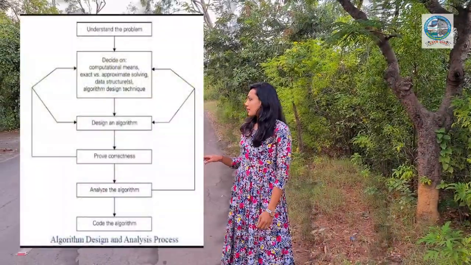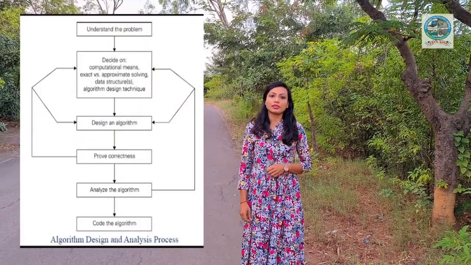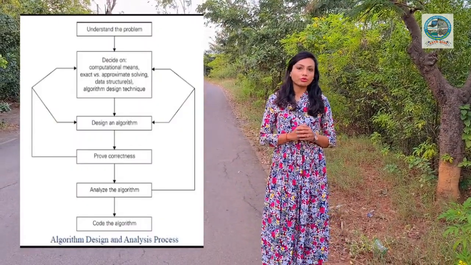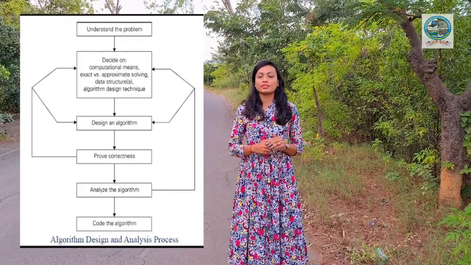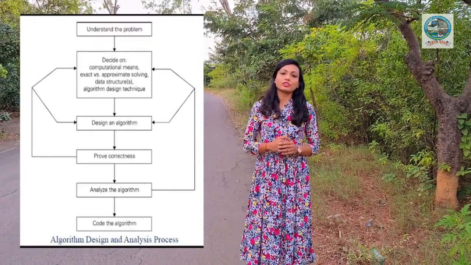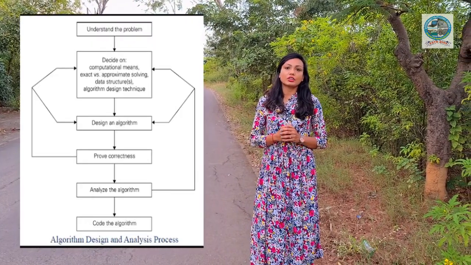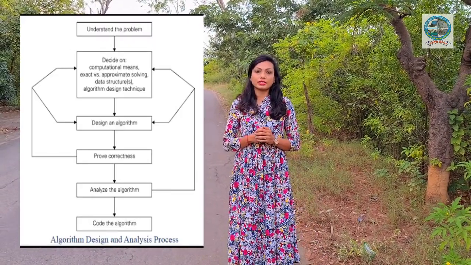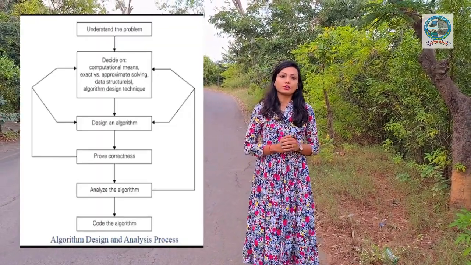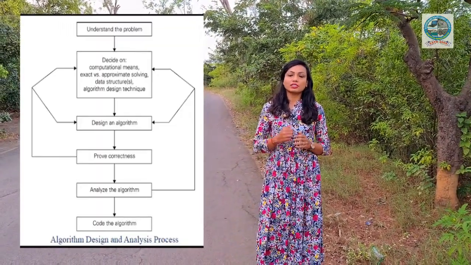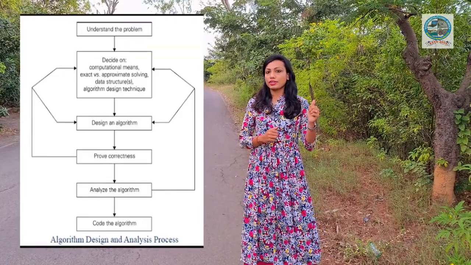So here are the steps to design and analyze the algorithm. Step 1 is, you have to understand the problem. This is very important before solving a problem. You can do that by interviewing the client or asking him questions or reading the problem carefully. If you don't understand the problem, then you will solve something which the client doesn't want. This is your first step.